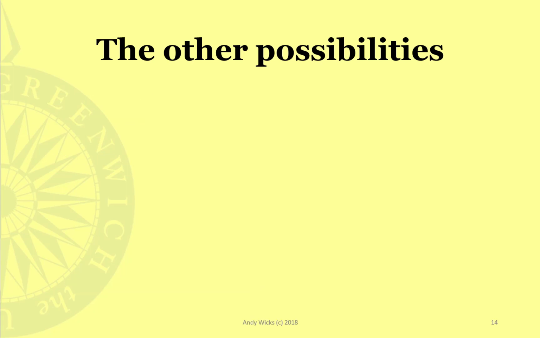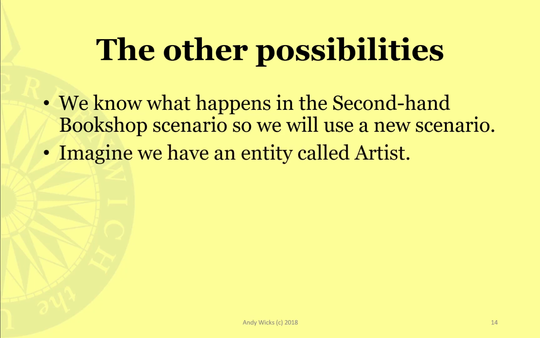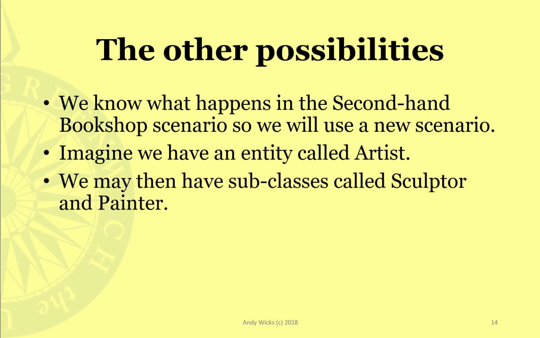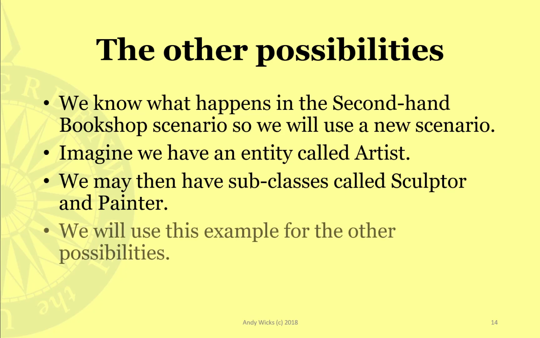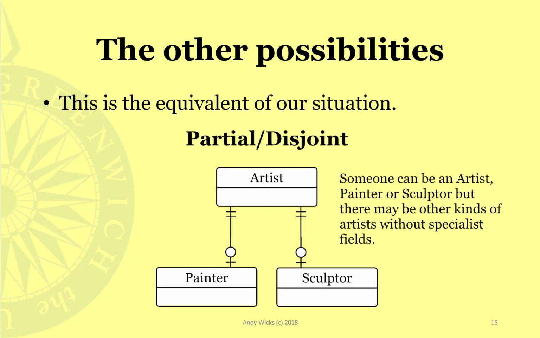But what about these other possibilities that we talked about? We know what happens in the second-hand bookshop scenario, so we'll use a new scenario. Imagine that we have an entity called artist, and for artist we have subclasses called sculptor and painter. We're going to use this example for the other possibilities. Before we start on those other 3, let's have a look at how this would look if we were just using the situation that we've got. So the equivalent for our situation would be something like this.